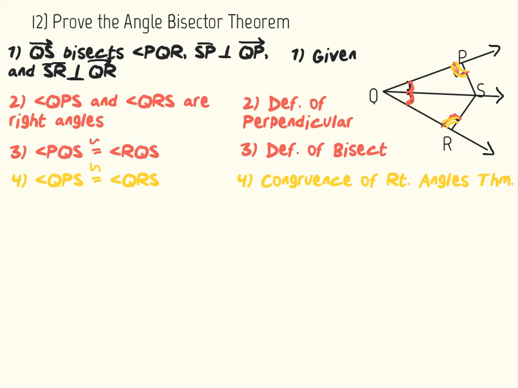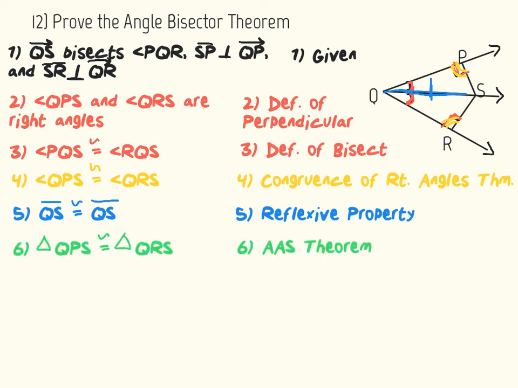Well, now I'm going to look at my picture and I see this QS is part of both triangles. So I'm going to use that with my reflexive property. So step 5, segment QS is congruent to segment QS by the reflexive property. And then I should be able to quickly notice that I have angle, angle, side of my triangles. So because of that, I can say the two triangles are congruent. So triangle QPS is congruent to triangle QRS by the angle, angle, side theorem.